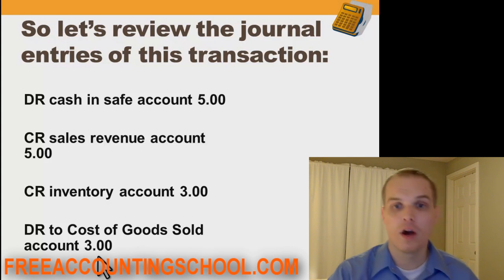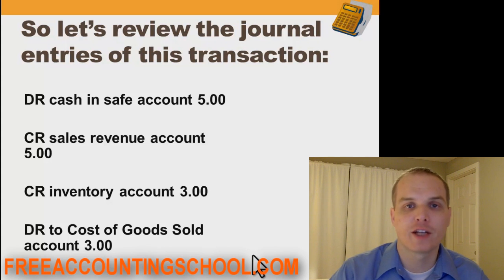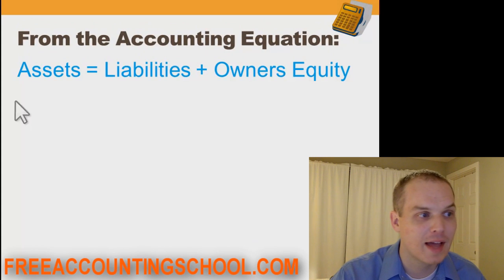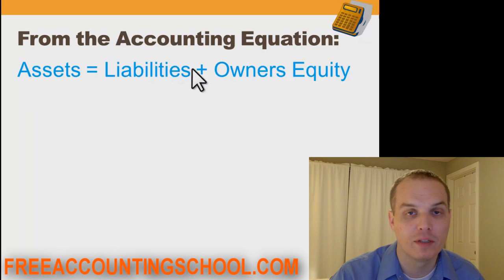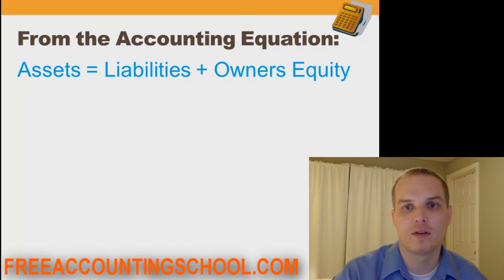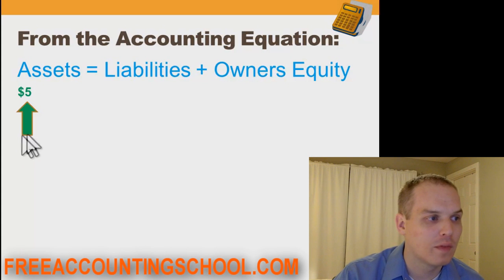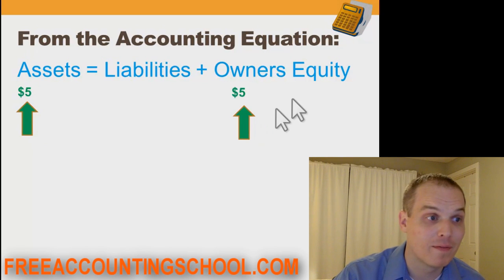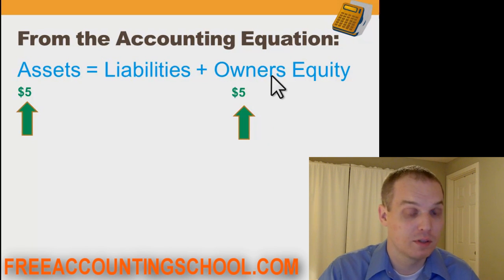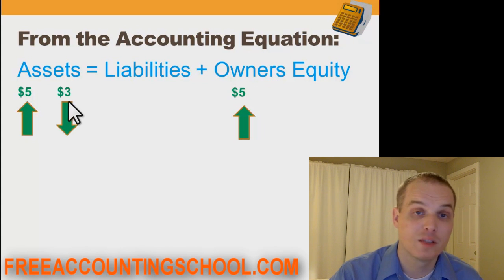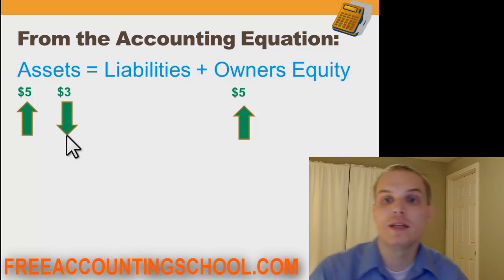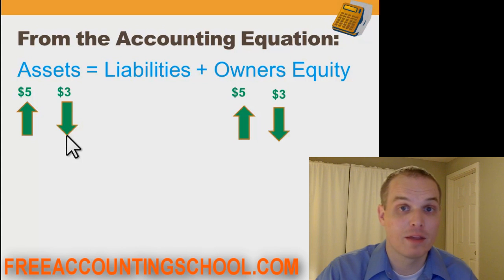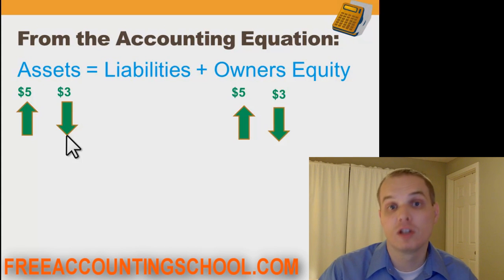Okay, so let's quickly look at this transaction from the point of view of the accounting equation, which you'll remember is the value of the asset accounts equals the combined value of the liability and owner's equity accounts. So let's look at what happened. First off, the assets went up by $5 when we did the debit to cash in safe. Then the owner's equity went up by $5 when we did the credit to sales revenue for $5. Then the assets went down by $3 when we did the credit to inventory for $3, and then our owner's equity went down by $3 as well when we did the debit to cost of goods sold.